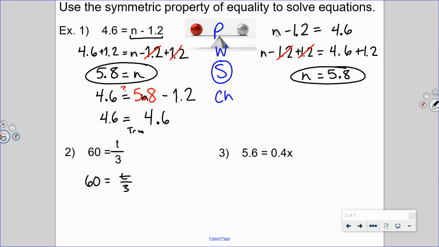Remember what this means, folks. We don't have one whole envelope of money. We have a third of an envelope of money, and 1/3 of that envelope is 60 bucks. But I want to know what a third of it is. I want to know what the entire thing is.